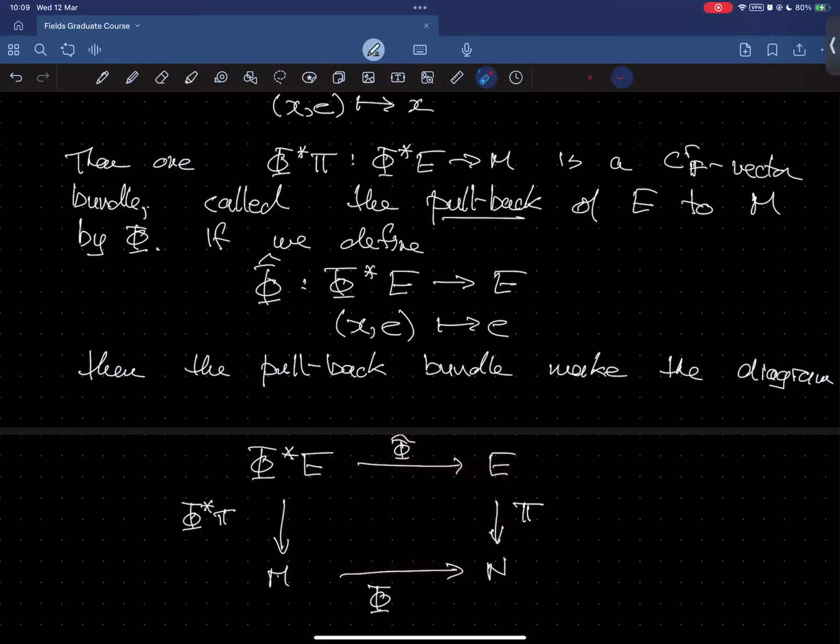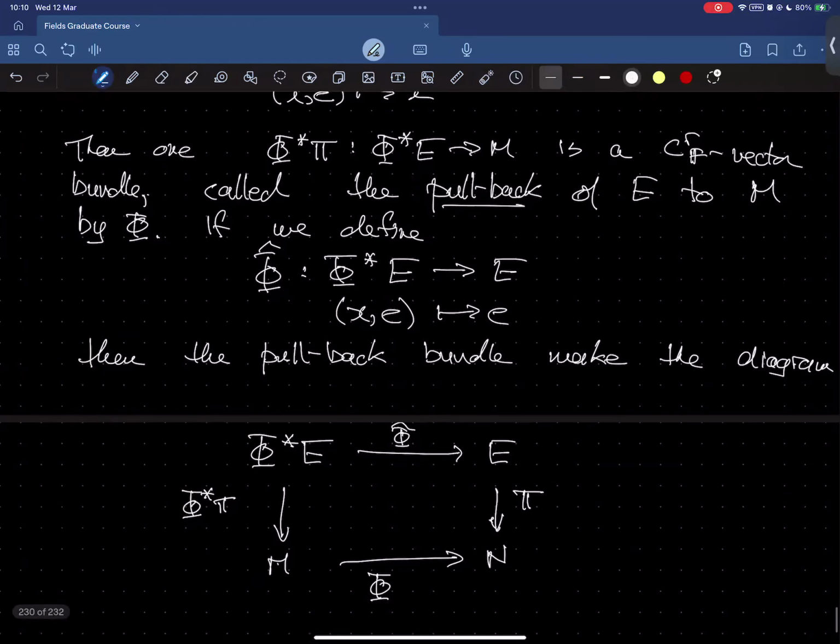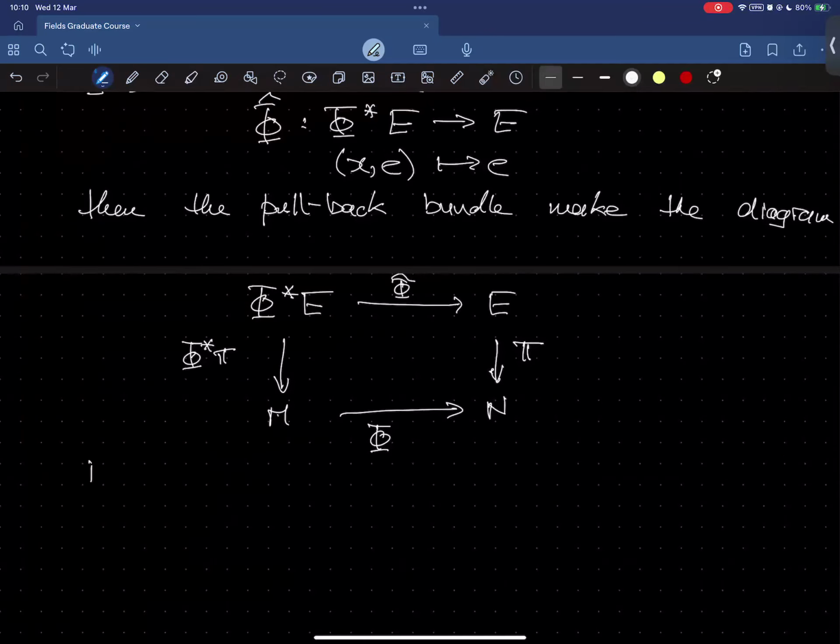But what's also true, and definitely you can't see that easily because I haven't told you what the vector bundle structure of the pullback bundle is, but I will just tell you that this diagram becomes a vector bundle mapping. So it makes this diagram into a vector bundle. Okay, so that's what the pullback bundle does.